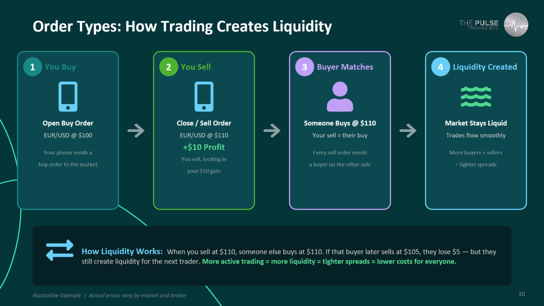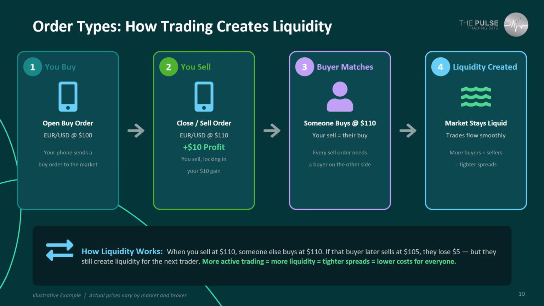Have you ever thought why a common man, and when I say common man I mean a retail trader, has access to the trading market? Because retail traders are the bait of the institutions. For example, we can say a retail trader is liquidity.